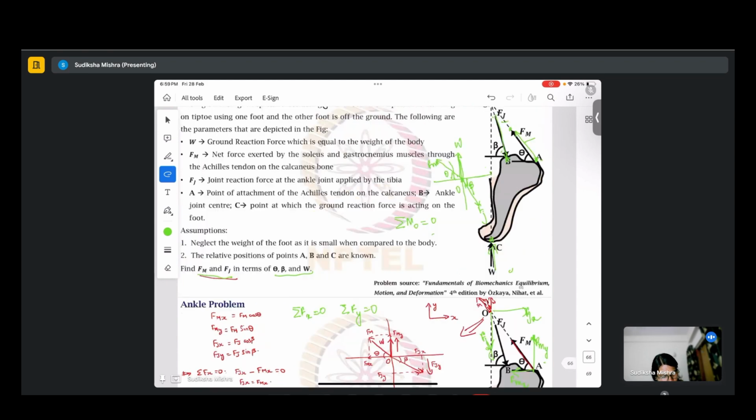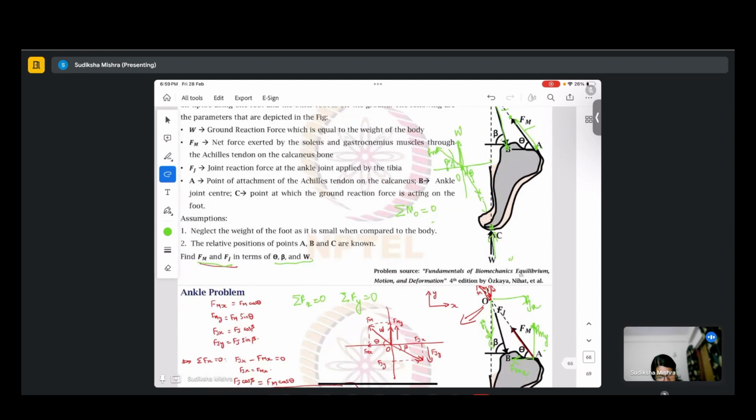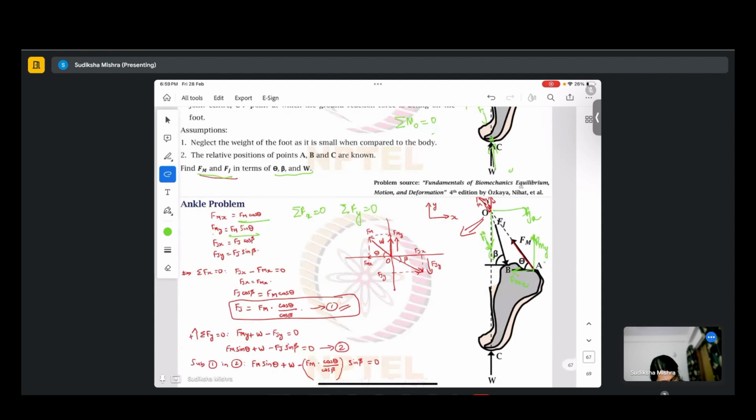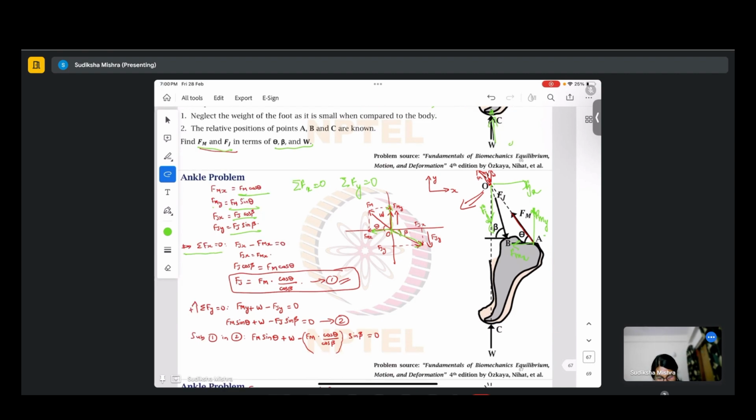Now coming to Fm, which is at an angle theta, so Fmx will be Fm cos theta and Fmy will be Fm sin theta. So Fmy will be here, Fmx will be here. Fj is in this direction, it forms an angle beta with the horizontal. So Fjx can be split as Fj cos beta and Fjy is Fj sin beta. I'll just write this out.